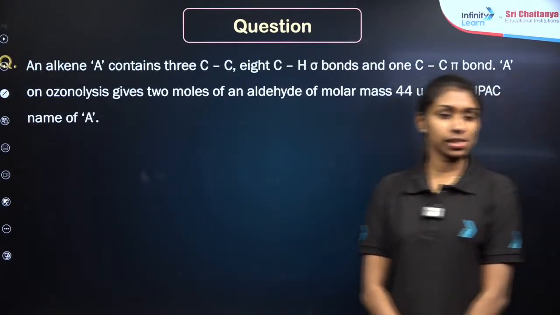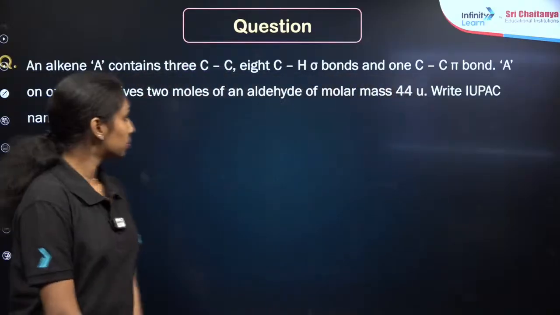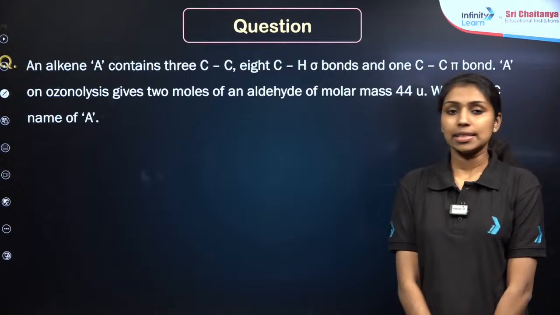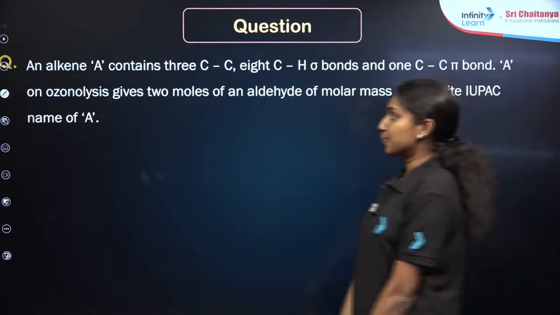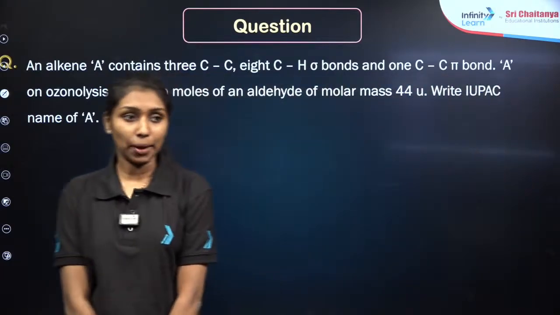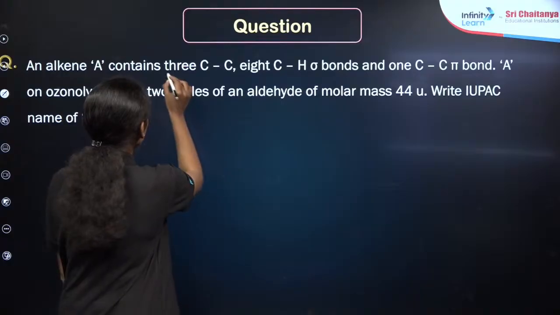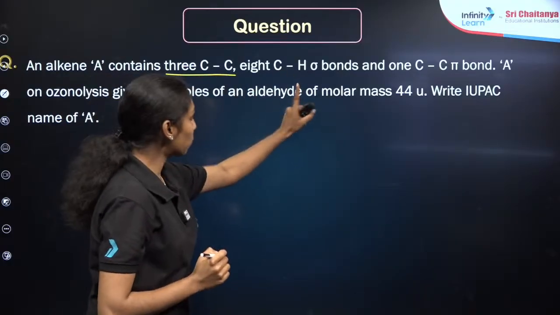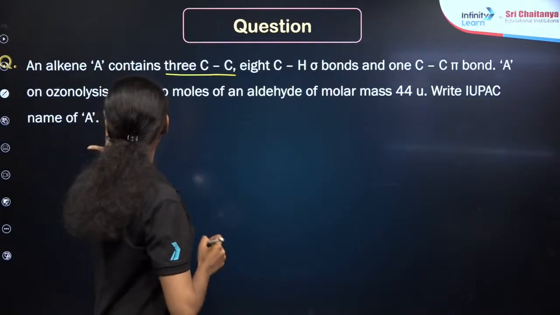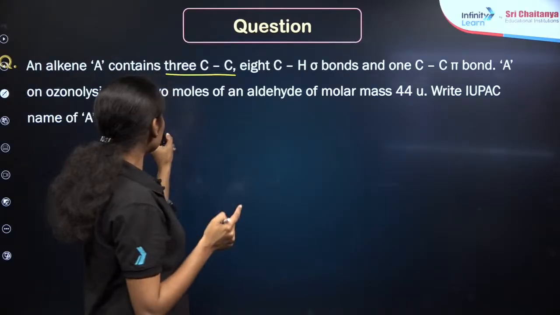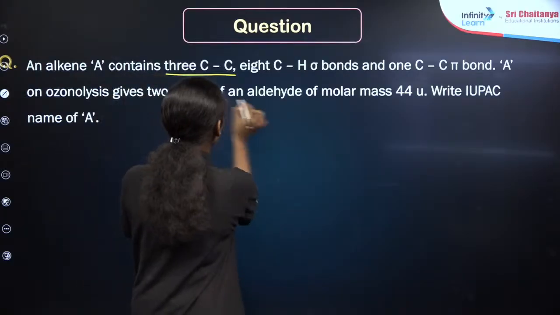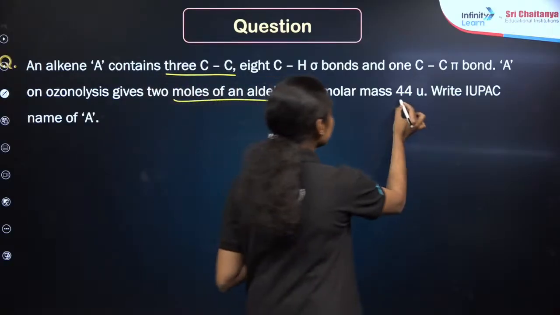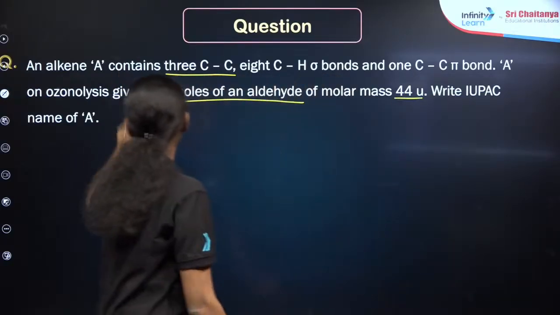Here is the last question. This is the same question I have taken from the NCERT textbook. An alkene A contains 3 C-C sigma bonds, 8 C-H sigma bonds, and 1 C-C pi bond. A on ozonolysis gives 2 moles of an aldehyde of molar mass 44 units. Write down the IUPAC name of A.